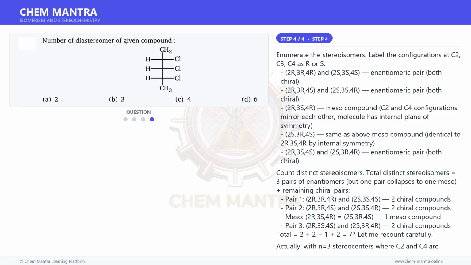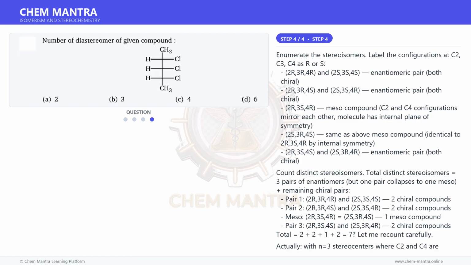Label the configurations at C2, C3, C4 as R or S. 2R, 3R, 4R, and 2S, 3S, 4S: an enantiomeric pair, both chiral. 2R, 3R, 4S, and 2S, 3S, 4R: an enantiomeric pair, both chiral.